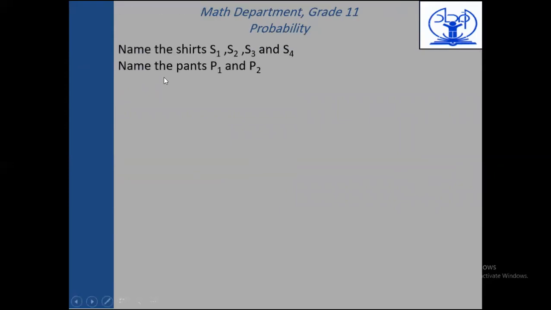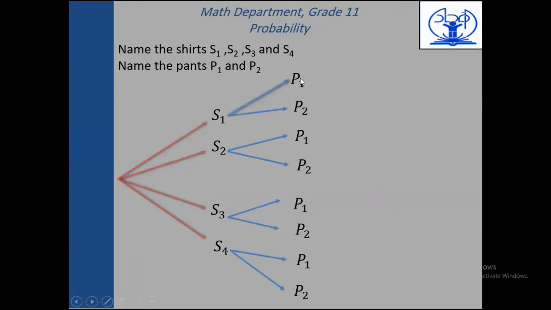First, the shirts are S1, S2, S3, and S4, or we can refer to them by color or whatever. Name the pants P1 and P2. Now, this is the tree diagram. First, Sammy has to choose a shirt, either S1 or S2 or S3 or S4. In case he chose S1, what about the pants? It could be pant P1 or P2. If shirt 2 is chosen, then he can go to the pant, either P1 or P2, and so on.